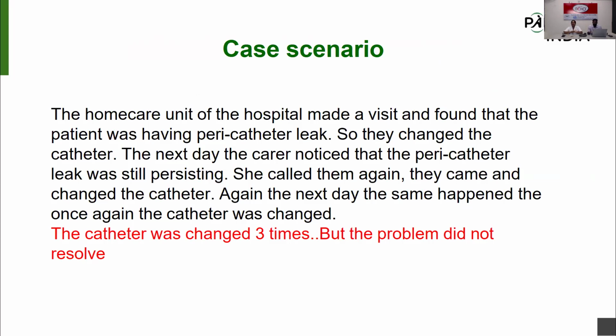So what we can do is, the home care unit made a visit and found that the patient was having pericatheter leak. They changed the catheter the first time. The next day, the pericatheter leak was still persisting. They changed it again. So consecutively, 3 times they have changed it, but the problem does not get solved. So we can offer another method of catheterization. What will be the best method? Next, the condom method, ma'am, or ICC.